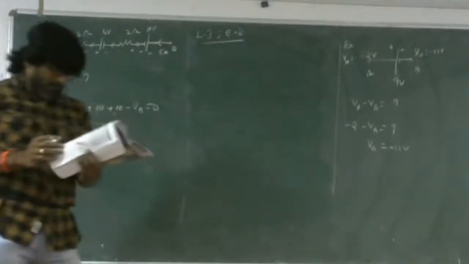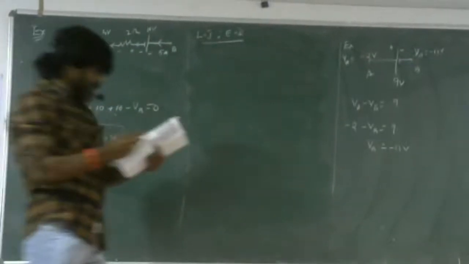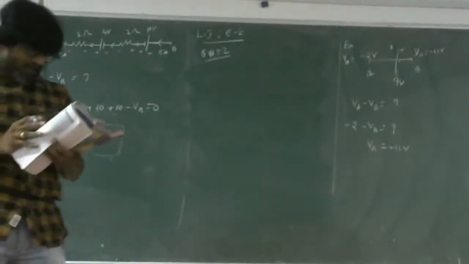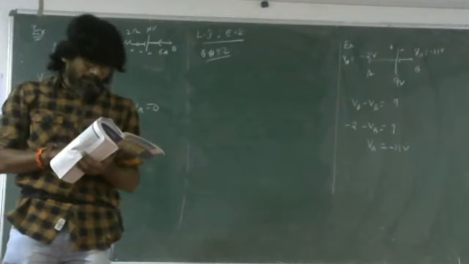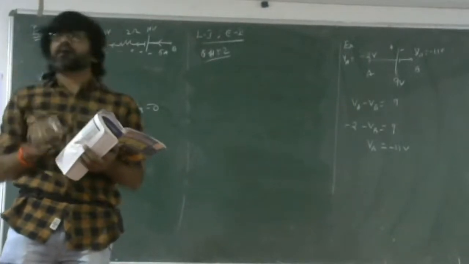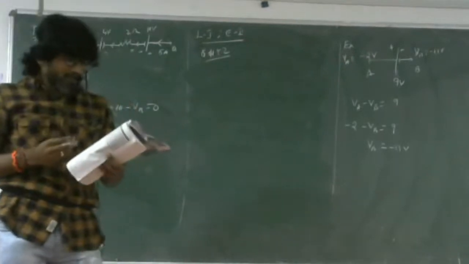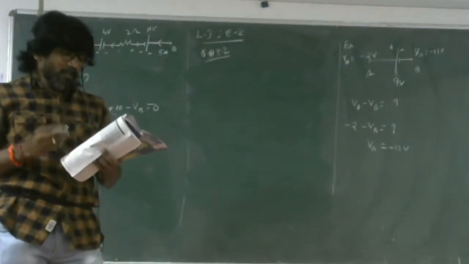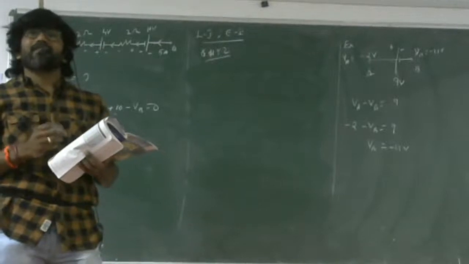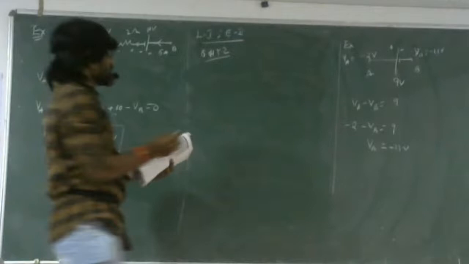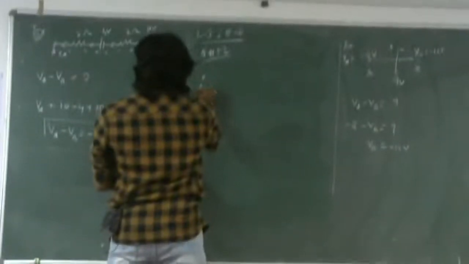Right. Question number 52. The question is, the potential difference between A and B in the given branch of a circuit is. We can note down the question: the potential difference between A and B in the given branch of a circuit is.